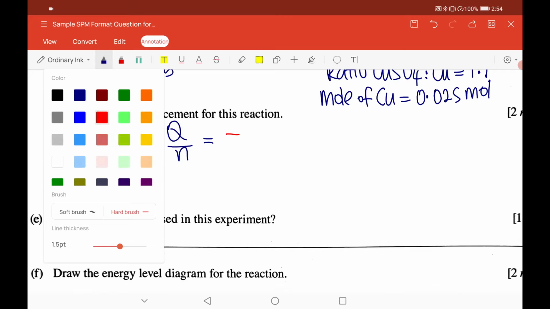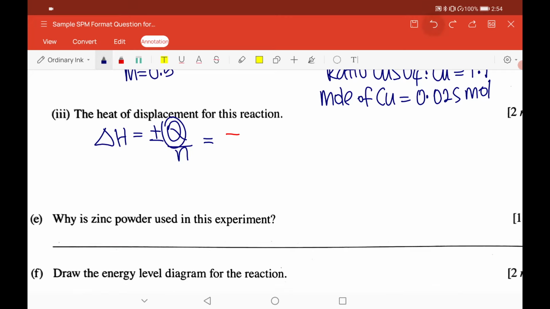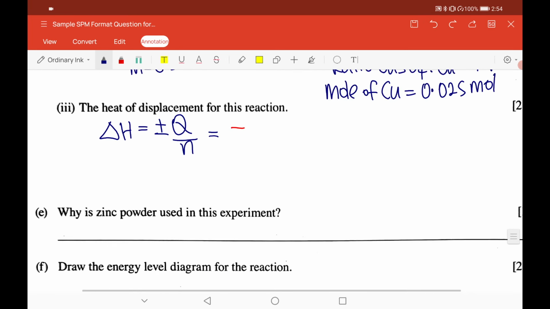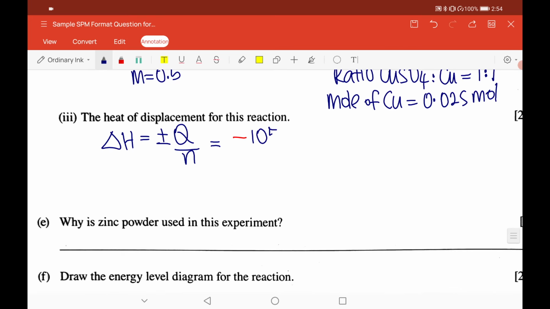So what about the Q? We found Q just now. The answer is 1050. And don't forget to put the unit.